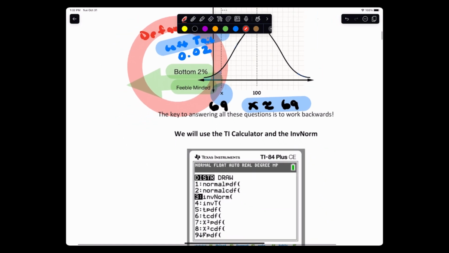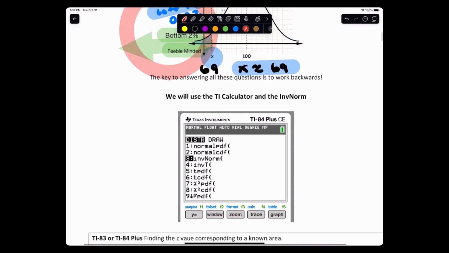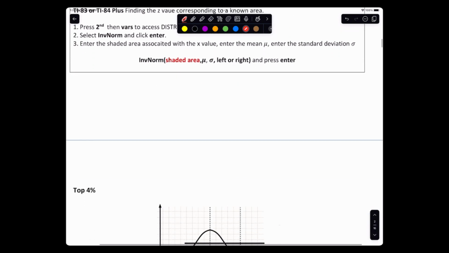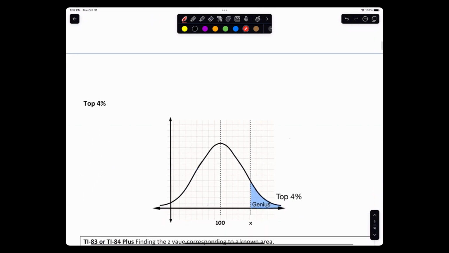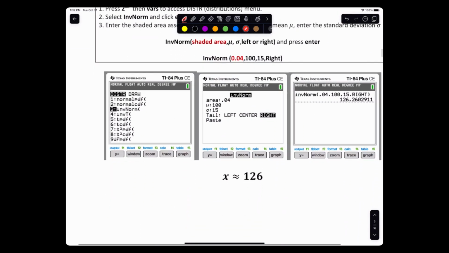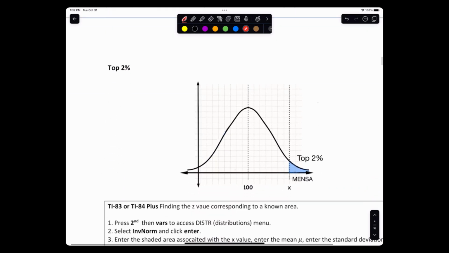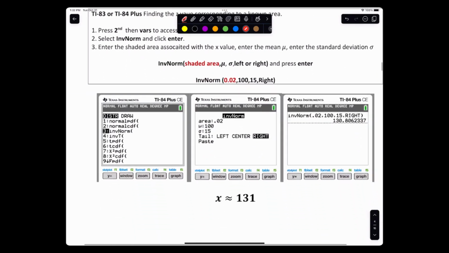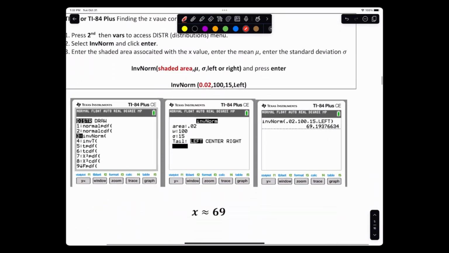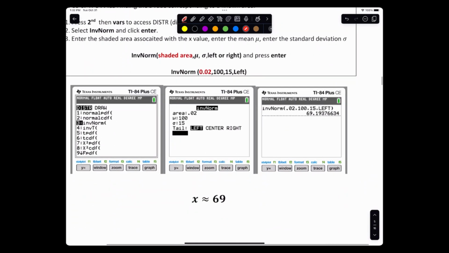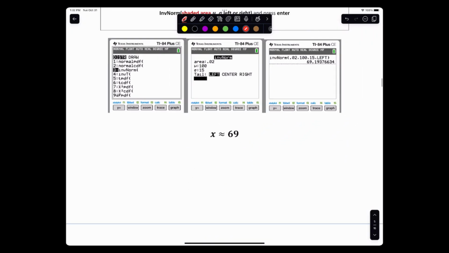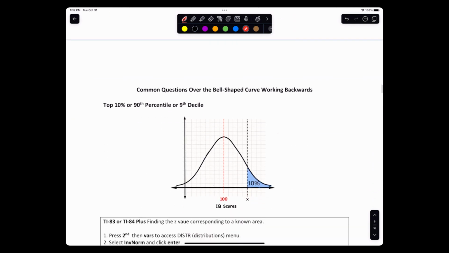And that's the information I put here in the notes even. Use the inverse norm key. I put that all in the notes. Now, I even put the top 4%. We did that. 126. Top 2% Mensa membership. We did that. We did the feeble-minded one, bottom 2%. It's in the notes. My $1 million notes. Hopefully, Elon Musk with his IQ of 155 buys my notes. You guys know what I mean?